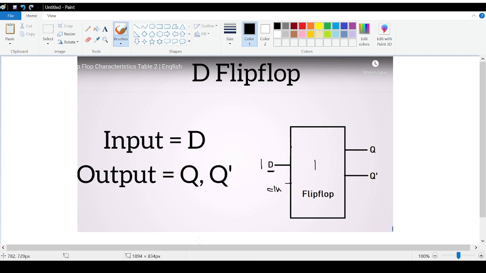Okay, now let's see how we can construct the D flip-flop. The D flip-flop can very easily be constructed with the RS flip-flop. Okay, let me show you how.